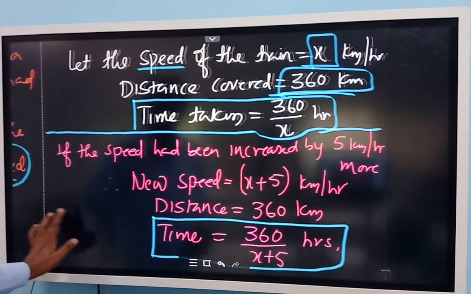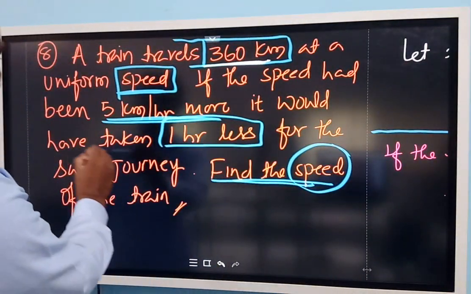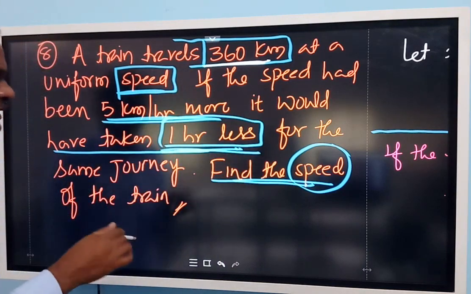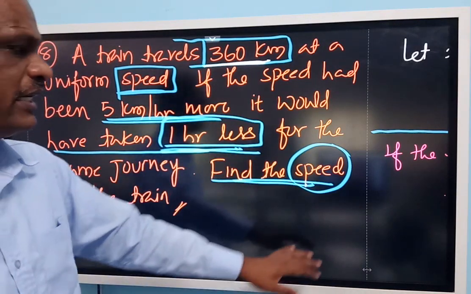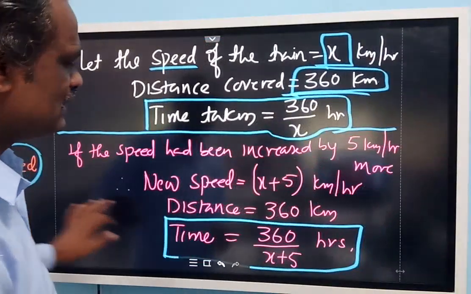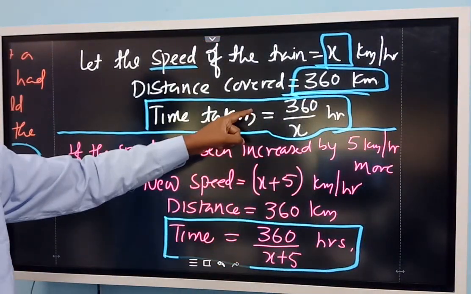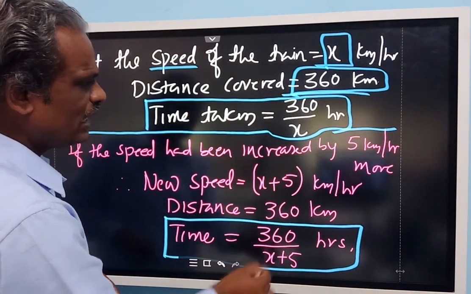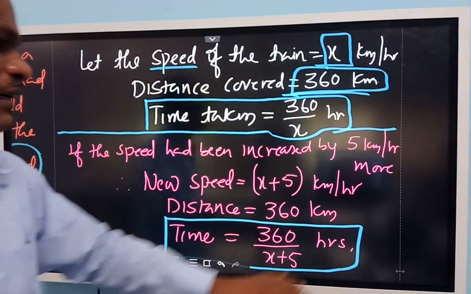And the difference in time is given. It would have taken 1 hour less for the same journey. That means the difference in time is 1 hour. So this is having 1 hour less than this one. So that means if you subtract this value from this one, we should get answer 1.